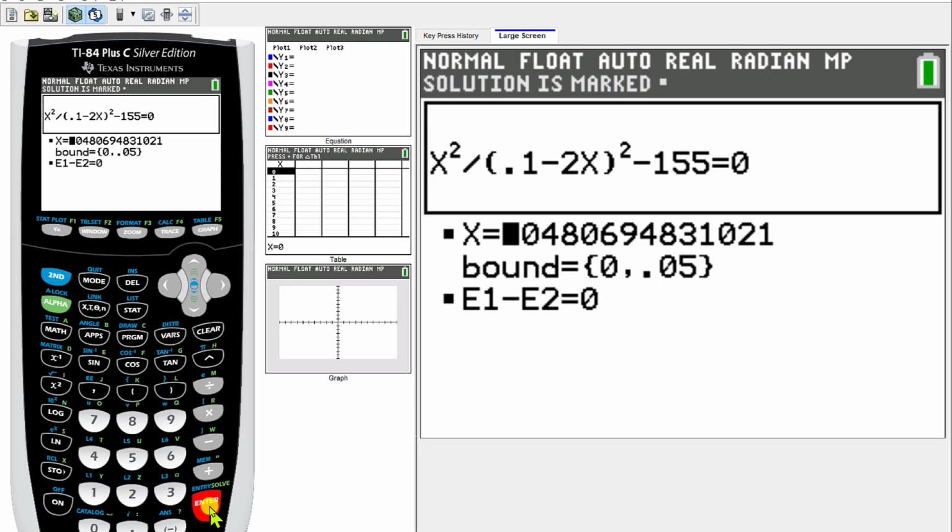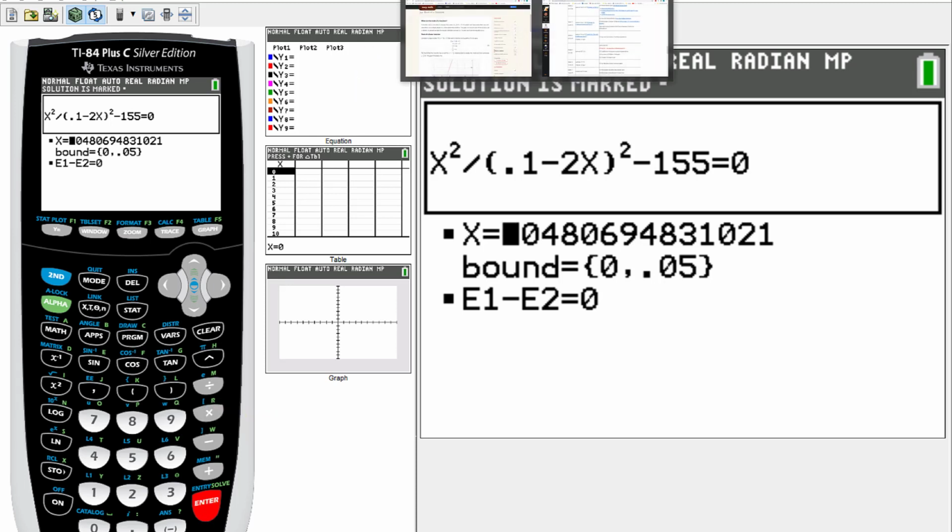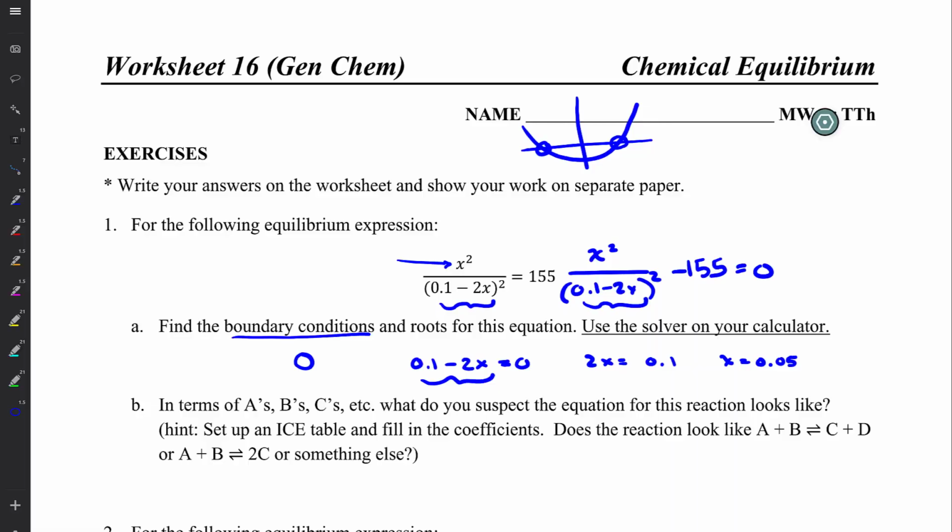So let me go over there and I'll write that down. So one of the roots is 0.0481, and these are equilibrium concentrations, so this would be a molarity. Now, it turns out if you wanted to find the other bound, okay, then what you have to do is you either have to look to the left of the lower bound that gave us this answer, or to the right of the upper bound. Sometimes it's a fairly simple matter of just putting a negative value in.